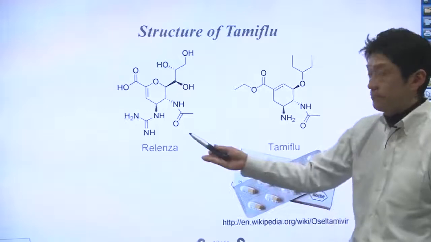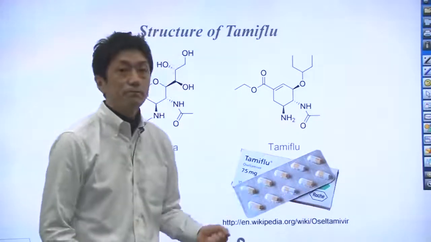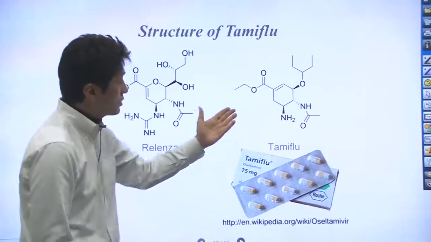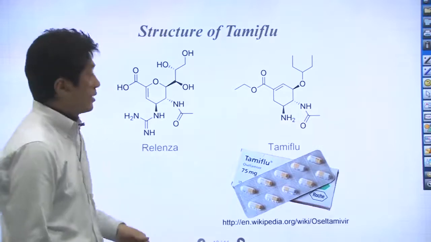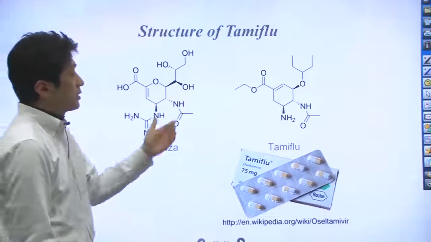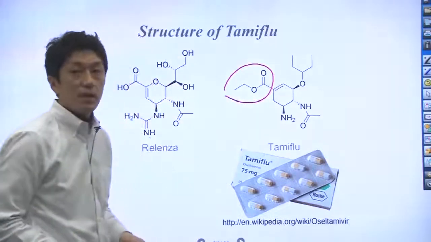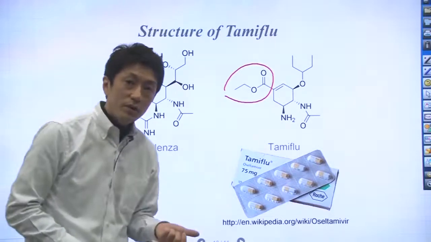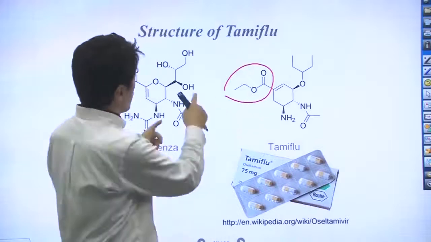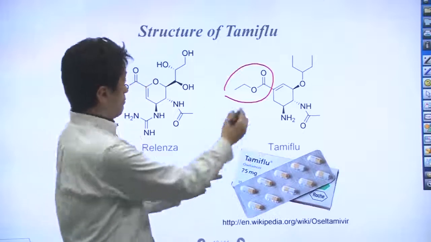Inspired by Relenza, Tamiflu was developed. Tamiflu has a much simpler structure. The carboxylic acid, right here, was esterified for better oral availability, and the ring structure and also the alcohol moiety were simplified, these two.